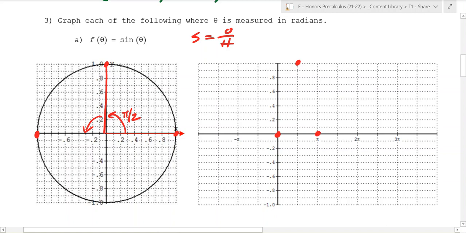And remember, sine is just the y value. So the y value here is 0, then the y value is 1, and then the y value is 0. And then it's going to go down negative below, and then come back up again. And then in between, it's going to look like this.